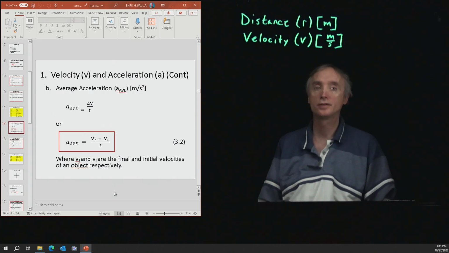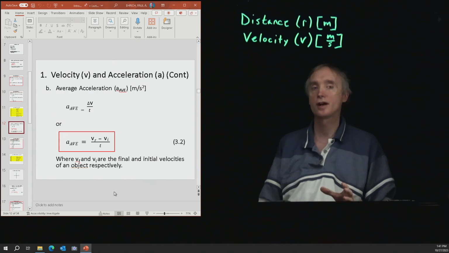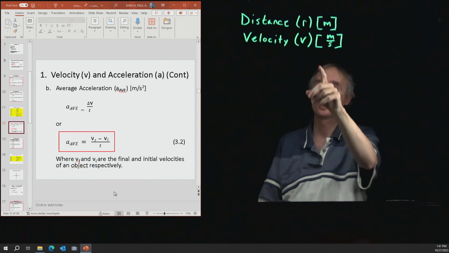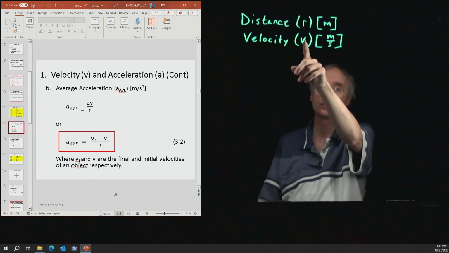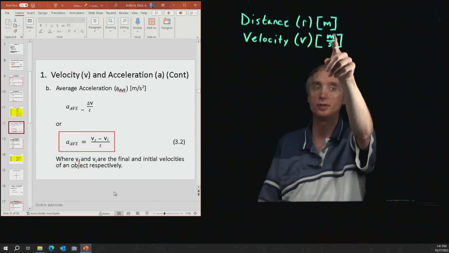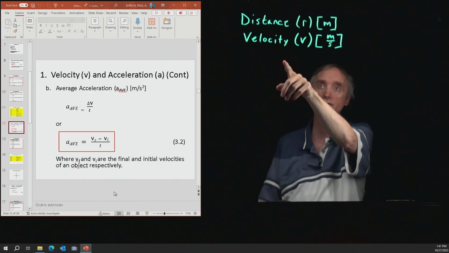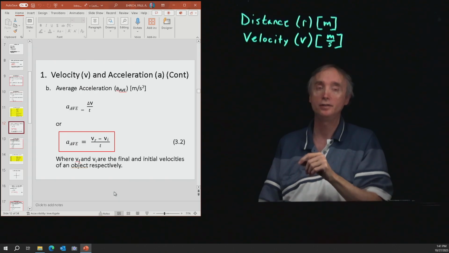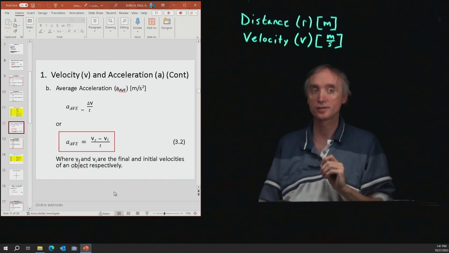Okay, I'm back, and I just wanted to keep track of all the letters that we're dealing with here, so that we've got distance, which is going to be the letter R, and it's going to be in meters, and then we've got velocity, which is going to be the letter V, and it's in meters per second.